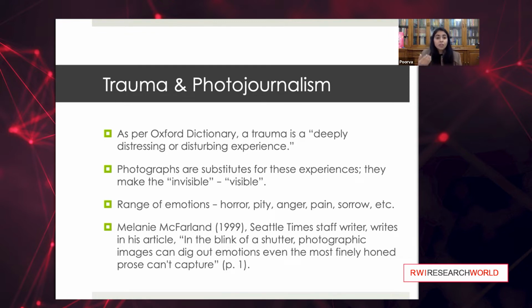First, I would like to begin by talking about the relationship between trauma and photojournalism. Trauma, as per the Oxford Dictionary, is a deeply distressing or disturbing experience. It is an event which occurs unexpectedly and which the subject is not prepared to handle. So it does happen, you are present in that situation, but you're not able to assimilate it. And photographs, when you take a picture of that trauma, are like a substitute.